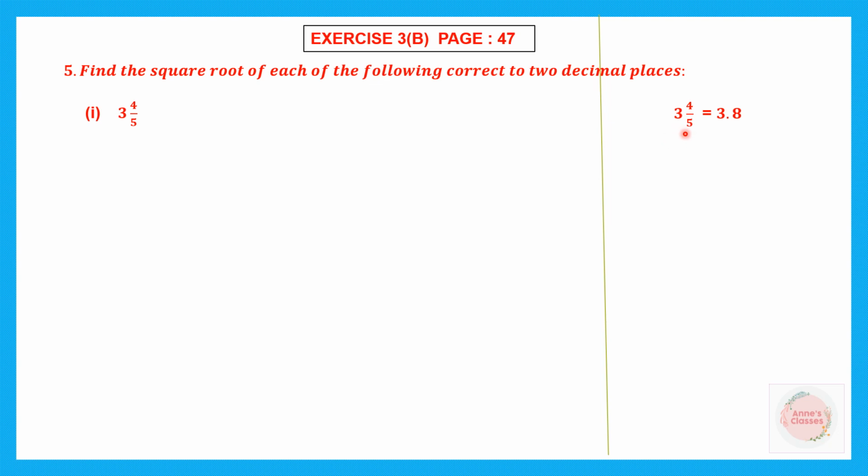Now how do we convert this to a decimal number? We need to first convert it to an improper fraction. 5 threes are 15. 15 plus 4 is 19. So we get 19 by 5.